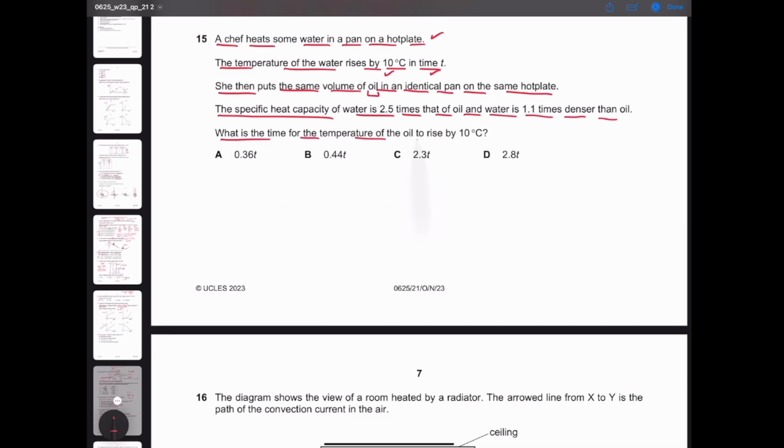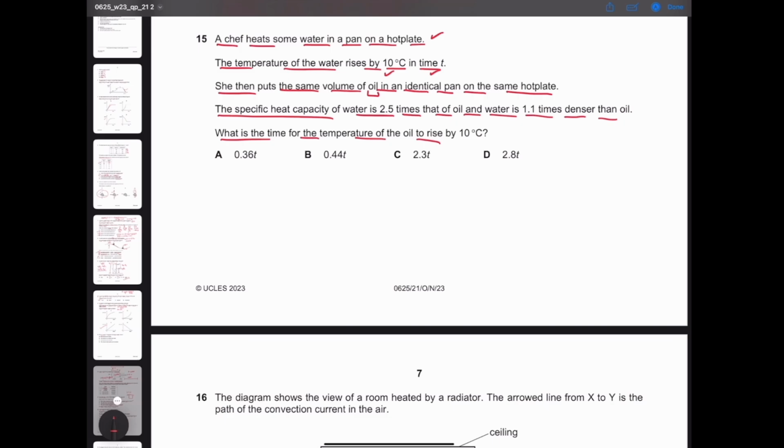So they're just asking that we heated some water and it took time t to increase the temperature by 10 degrees Celsius. Now we are using the same volume of oil in an identical pan on the same hot plate. So we're not changing anything. We are just changing the matter. We are changing water to oil. Then they have given you some relations: the specific heat capacity is 2.5 times, density is 1.1 times.